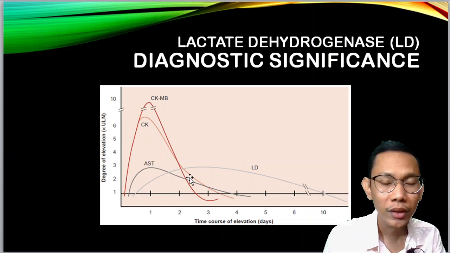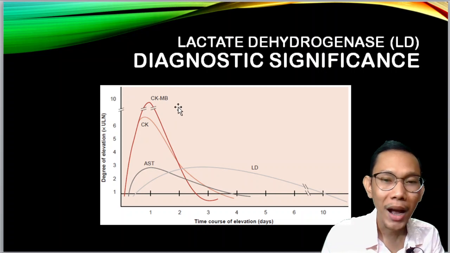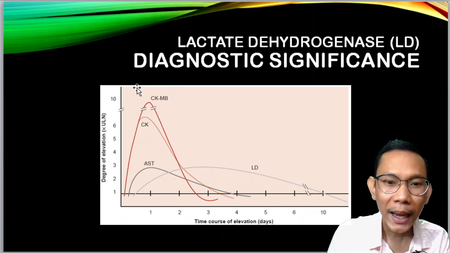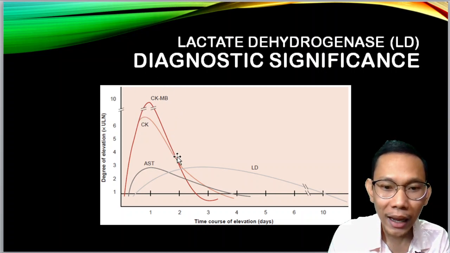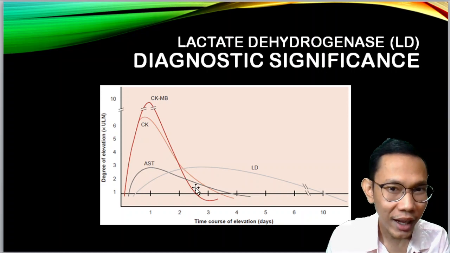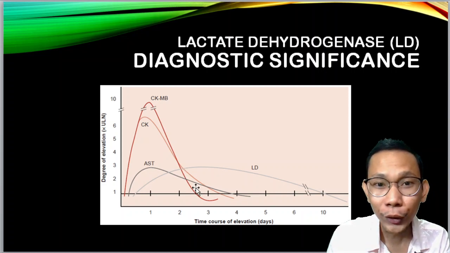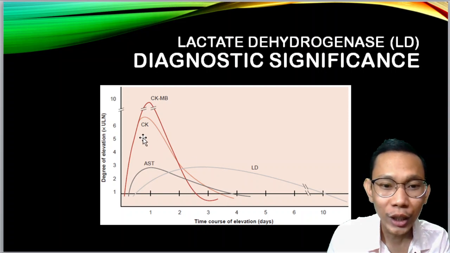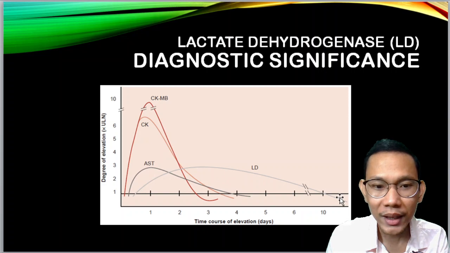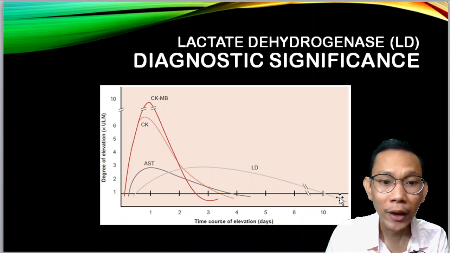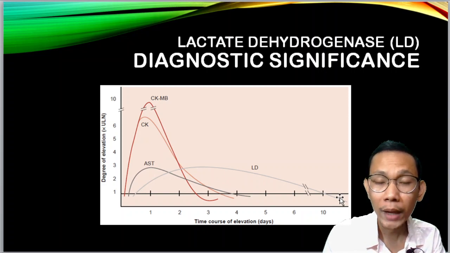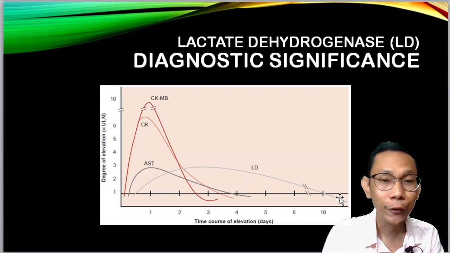It is your CKMB. Why? Remember, your CKMB becomes normal after 2 to 3 days. Unlike your AST and LD, which remain elevated for several days, after 2 to 3 days. That's why with those we cannot identify whether the patient is already undergoing another infarction.